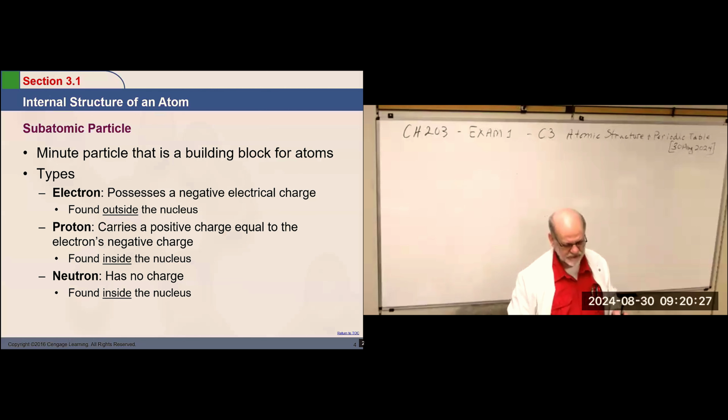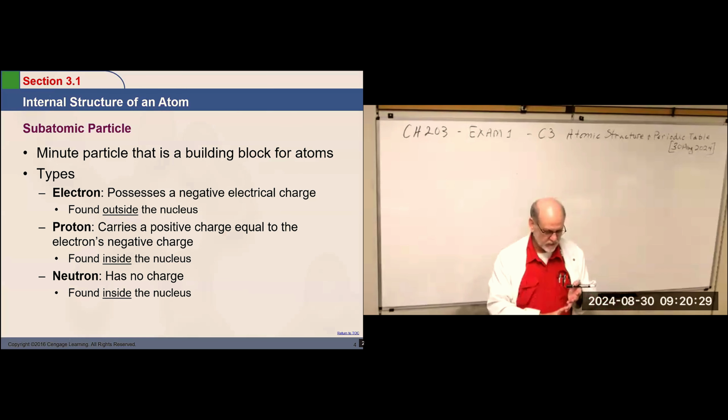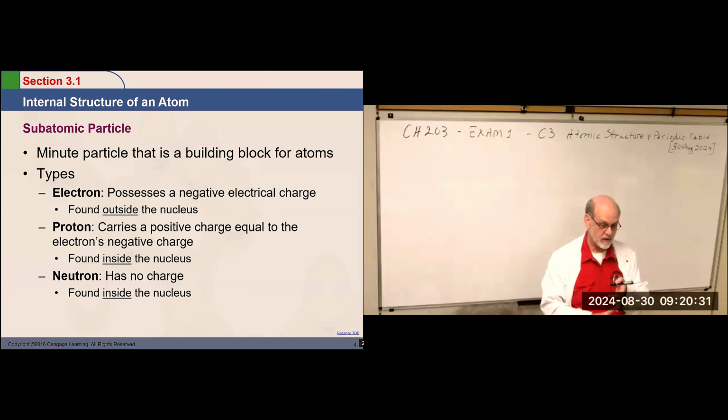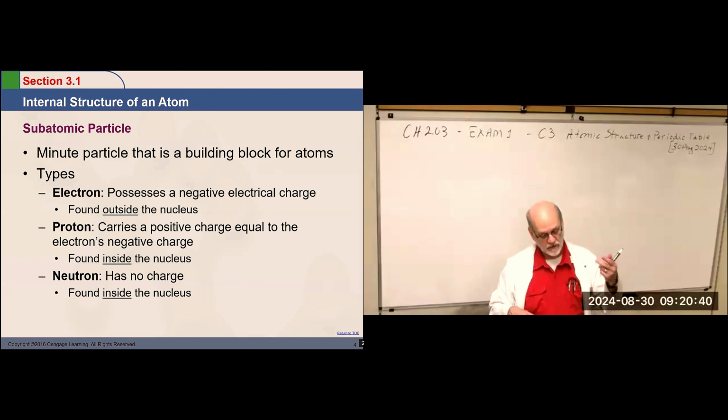Okay, so now we've got the subatomic particles. The electron is outside the nucleus with a negative charge. Protons and neutrons are inside the nucleus, very densely packed. The protons carry the positive charge, the neutrons have no charge.